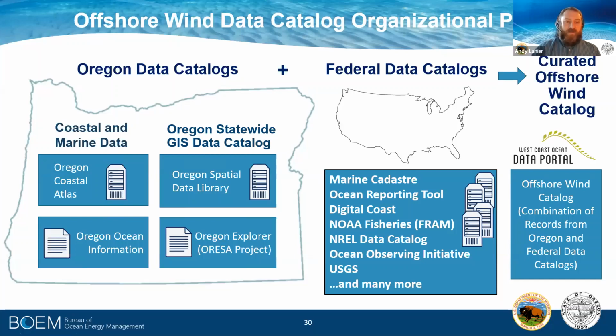That includes transportation, it includes imagery, it includes utility information. All of those are types of information that are stored within the GIS data catalogs that are maintained via the Oregon Spatial Data Library. And some of those data sets are served on a case-by-case basis through the Oregon Explorer tool.